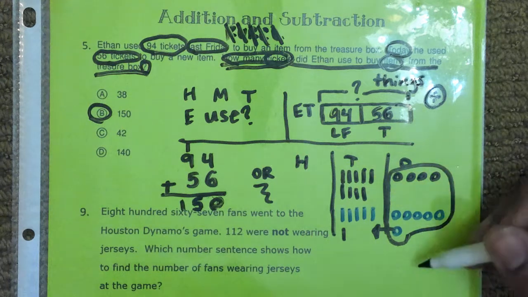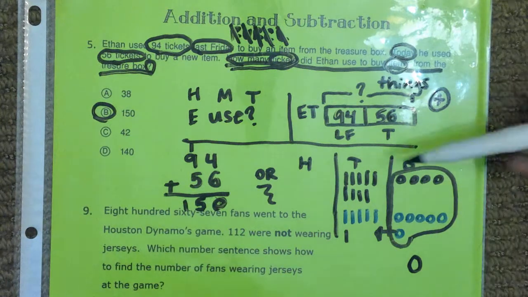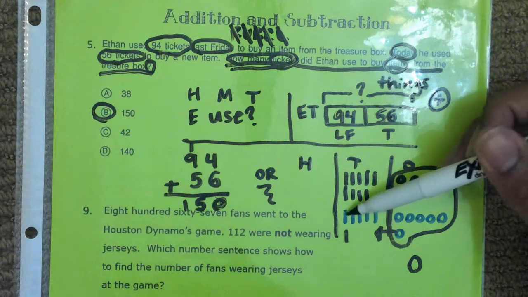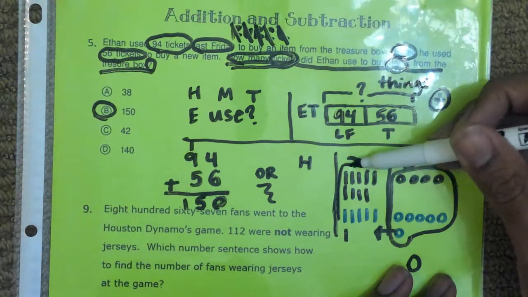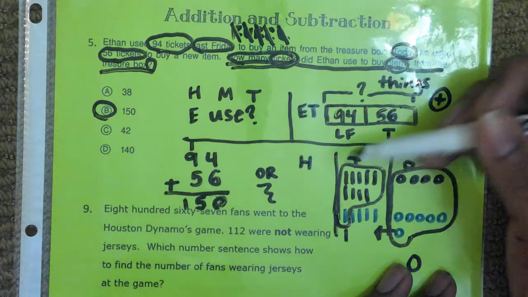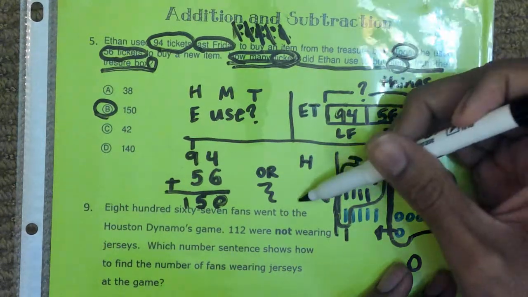Let's see if I have another group of 10 here. And I have 0 ones left, so I'm going to write 0. 1, 2, 3, 4, 5, 6, 7, 8, 9, 10. So I have another group of 10 here. And I'm going to regroup that. Those 10 tens turn into 100.